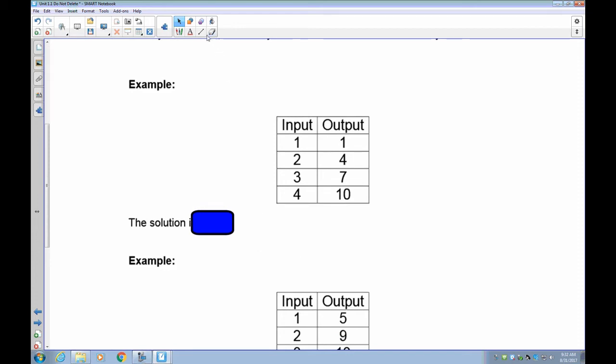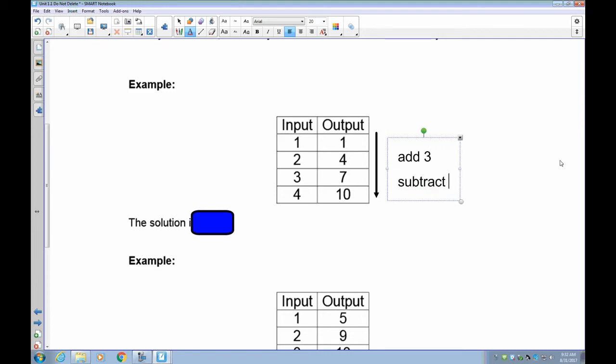Okay, well, first thing you need to do, what's the output doing? The output in this case is going up by 3. So our first step is to add 3. Well, what's 1 plus 3? Well, 1 plus 3 is 3, isn't it? But we don't have a 3, we have a 1. So to go from a 3 down to a 1, we have to subtract 2.